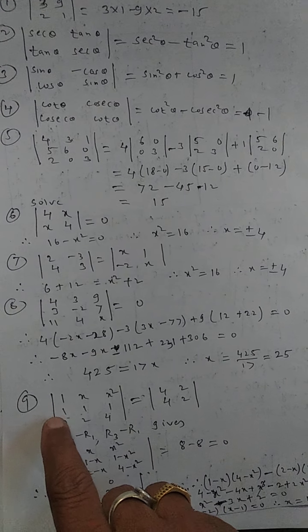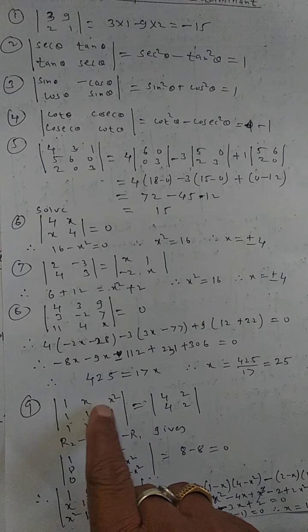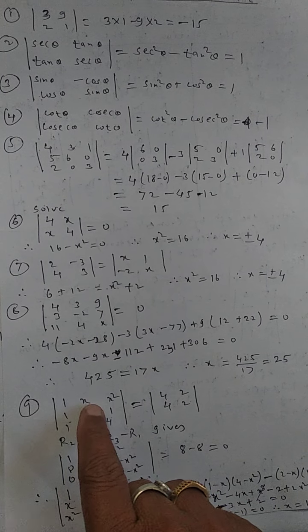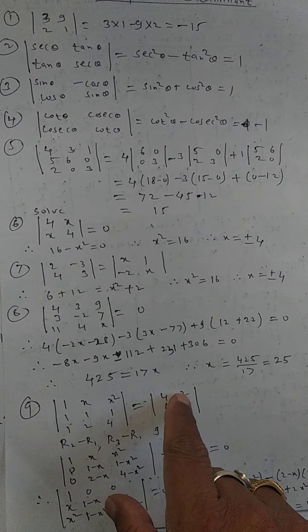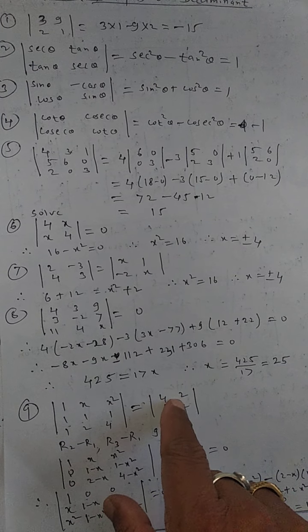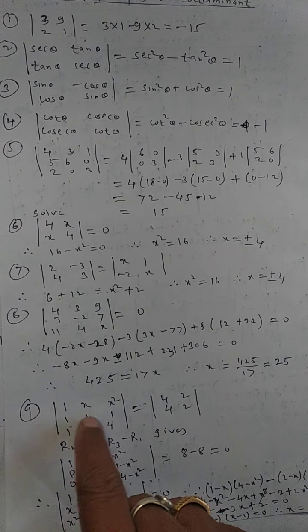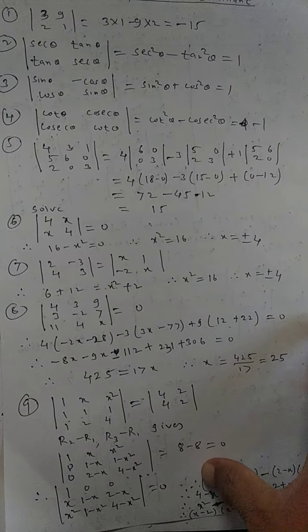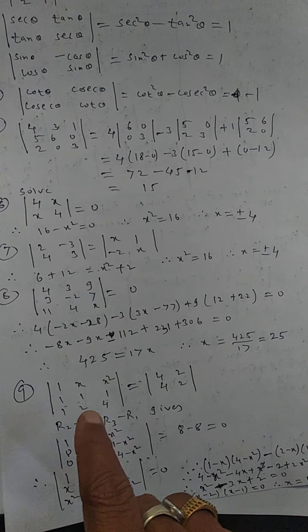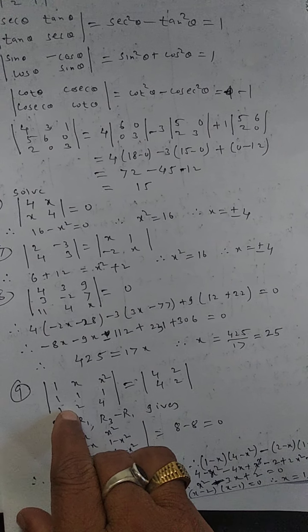Then in the ninth example, LHS as well as RHS, both of them are in determinant form. So expand this as well as expand this. The expansion of this is very easy. It is a second order determinant. Expansion of this, you have to write some steps. But here, see, here it is 1, here it is 1, here it is 1.